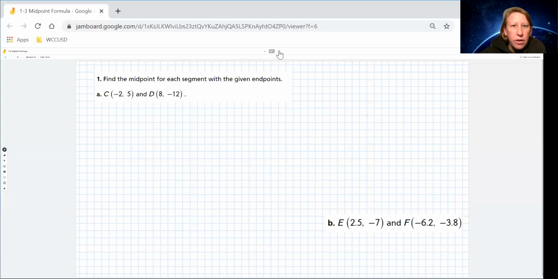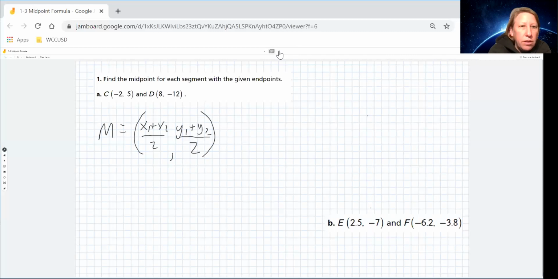Let's do another one. It's good to practice these. So the midpoint formula is this big point that has the x's added together and divided by 2 and the y's put together and divided by 2. If I want to find the midpoint of line segment CD, I need to know the x's for C and D, and I need to know the y's for C and D.